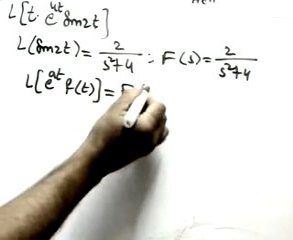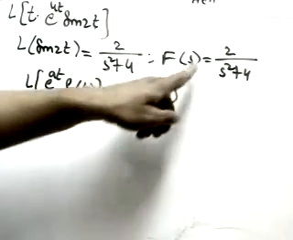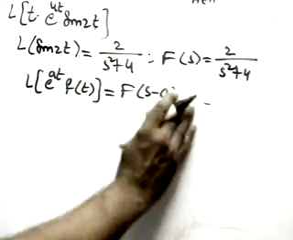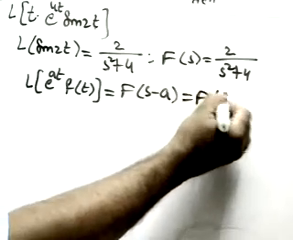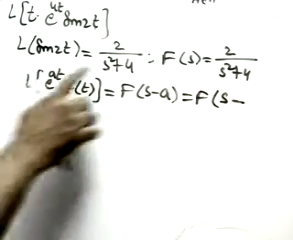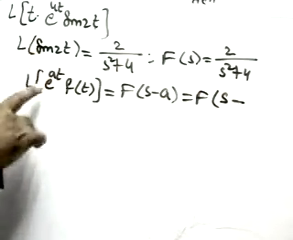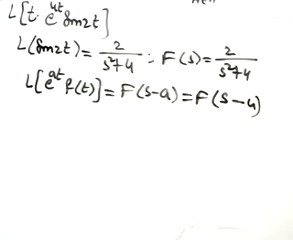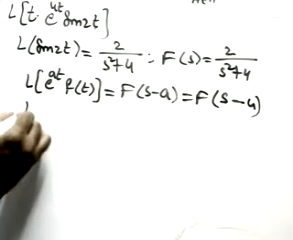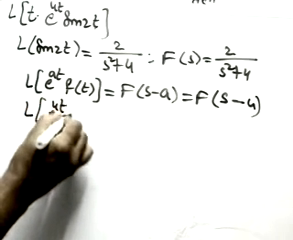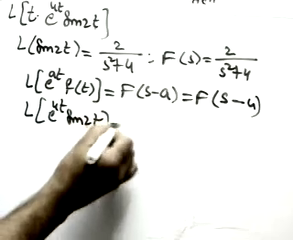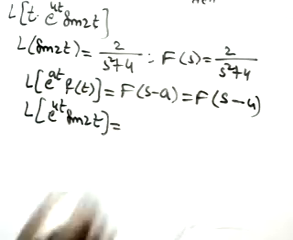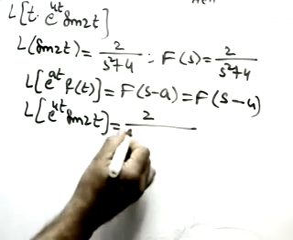It equals F of s minus a. In place of s here, we have to write s minus a. What is a here? A is the power of t. What is the power of t here? Power of t is 4, so F of s minus 4. So let me write this one. Now Laplace of e power 4t sine 2t equals F of s minus 4. In this we have to write in place of s as s minus 4.